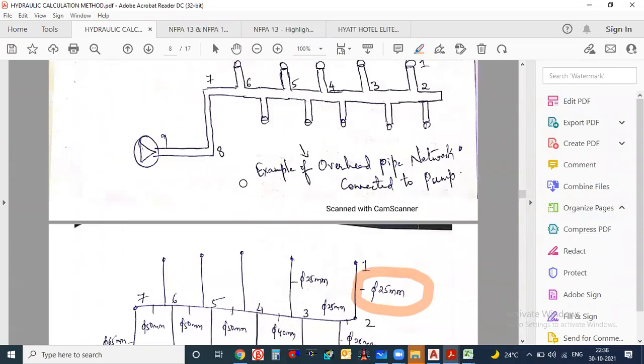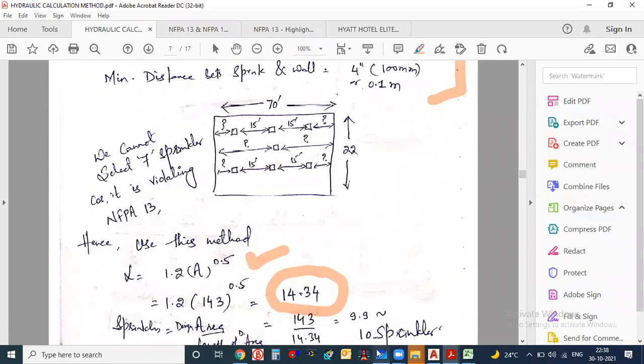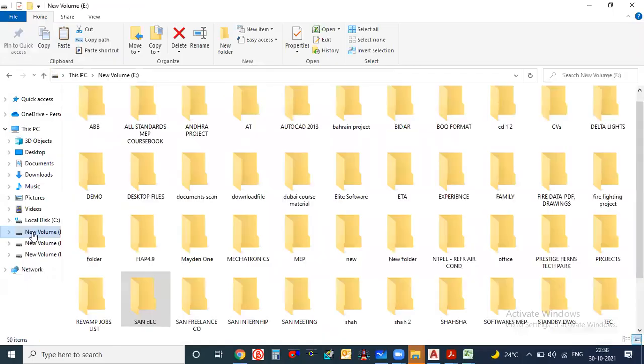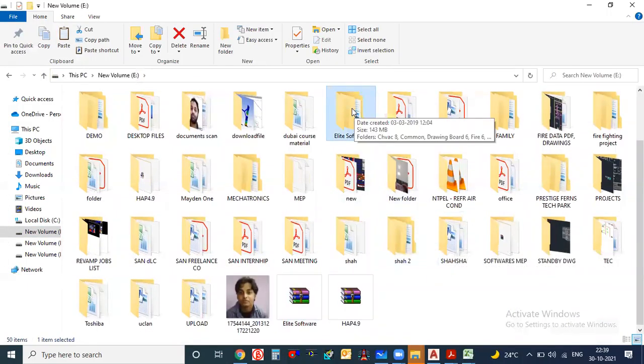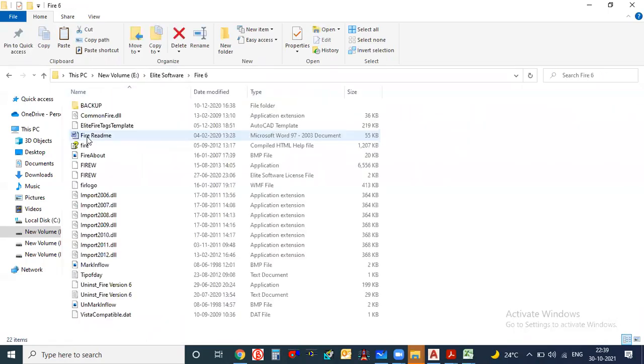The remaining time for the lecture, is it for NBC code or will you still have something to show us? No. In this class only, whenever we start the Elite software, then only we will see the NBC. I will show you how to download Elite software. When we get the Elite software, you will get something like this. This particular folder you will get, Fire 6. In this Fire 6, the most important is the license file, Fire W.